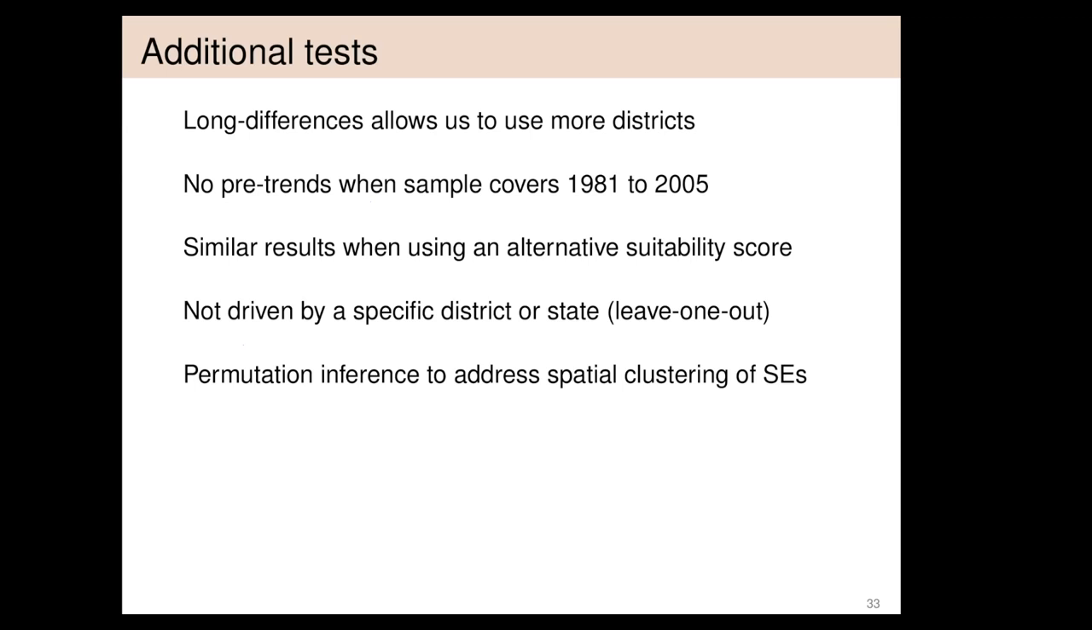We rule out that there's a single outlier district or outlier state by running a variety of leave-one-out regressions. And we also look at permutation inference and now also Conley standard errors to think about spatial clustering of the standard errors.